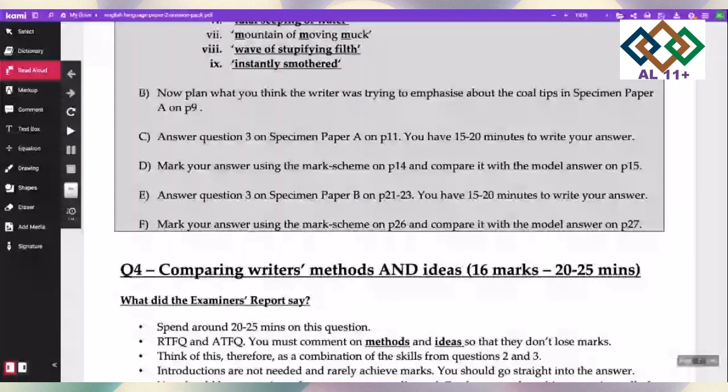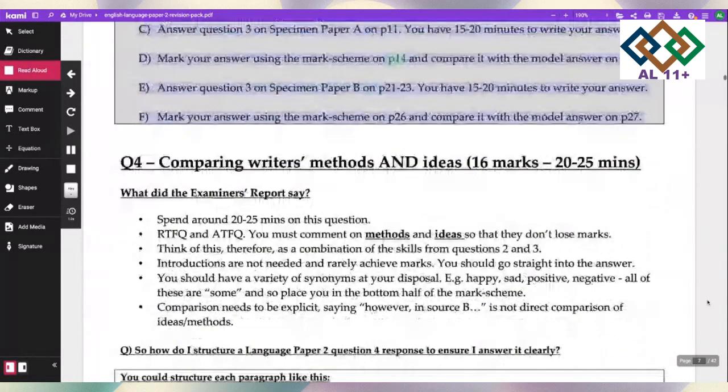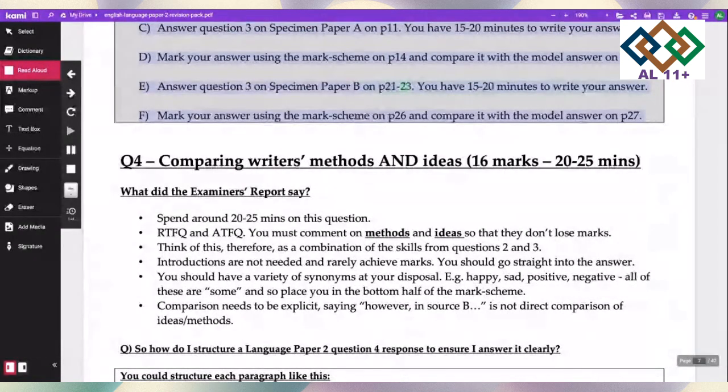B. Now plan what you think the writer was trying to emphasize about the coal tips in specimen paper A on page 9. C. Answer question 3 on specimen paper A on page 11. You have 15 to 20 minutes to write your answer. D. Mark your answer using the mark scheme on page 14 and compare it with the model answer on page 15. E. Answer question 3 on specimen paper B on pages 21 to 23. You have 15 to 20 minutes to write your answer. F. Mark your answer using the mark scheme on page 26 and compare it with the model answer on page 27.